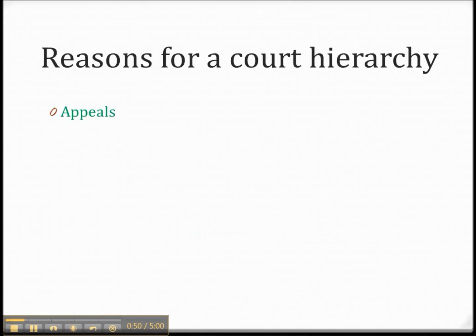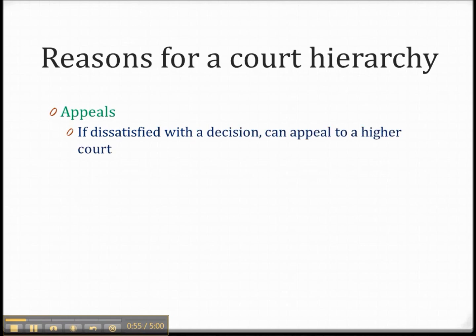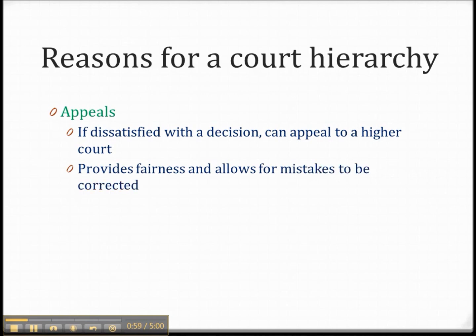Secondly, the second reason is for appeals, that if dissatisfied with a decision, parties can appeal to a higher court. That provides fairness and allows for mistakes to be corrected. Again, appeals just wouldn't be possible without a court hierarchy because there'd be no higher courts to appeal to.